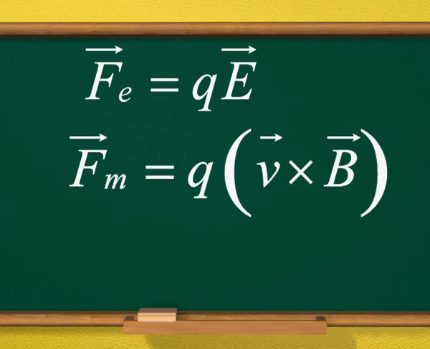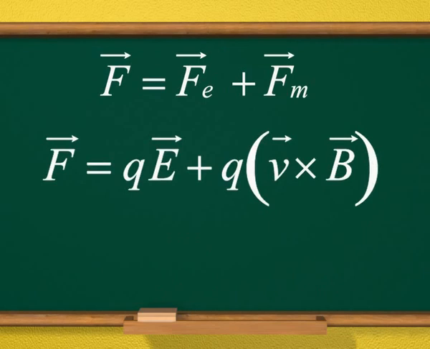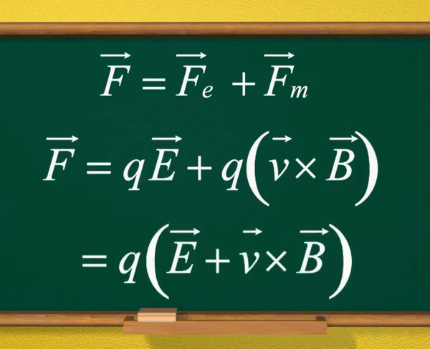Due to both the electric and magnetic fields, the total force F experienced by the charged particle is the sum of the electrostatic force and the magnetic force, that is vector F equal to q vector E plus q times the cross product of vector v and vector B. The force q(E + v × B) is called the Lorentz force.